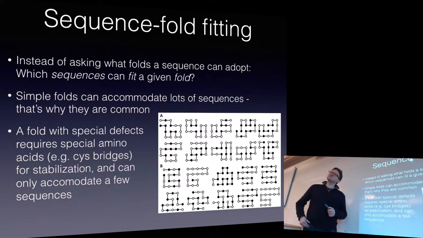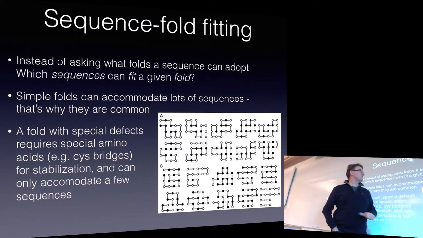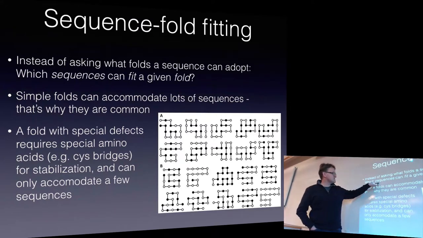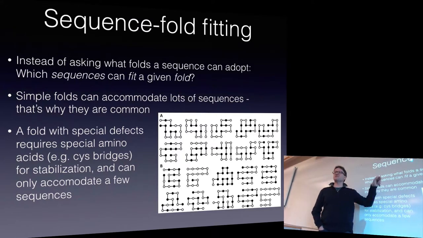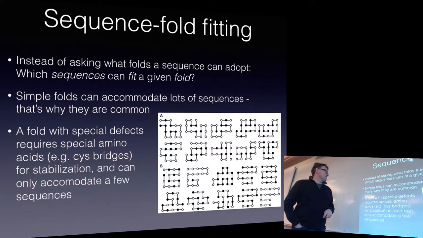And that means that it's much more interesting to think about, if the folds are so special, what determines that a sequence is so special that we'll actually find one of those folds? Most sequences will not form a protein. And it turns out that some simple folds can host almost any, not any, but lots of sequences. And that's likely why they're so common.